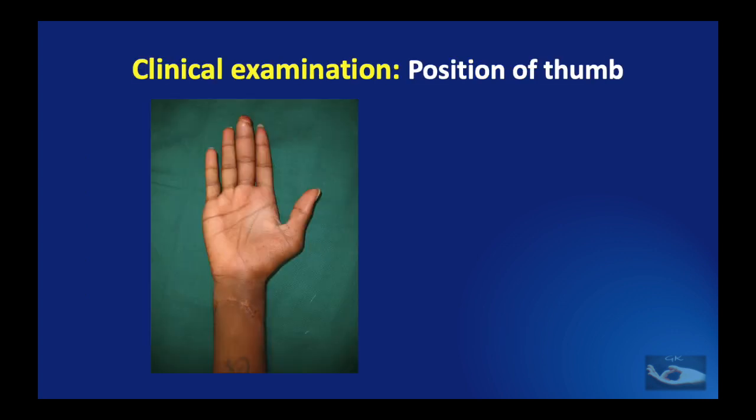Normally, the thumb is placed at a level higher than the plane of the palm. In a patient with a median nerve injury, typically the thumb is at the same level as the palm and supinated, that is facing forwards. This was sometimes called the ape thumb or the simian thumb, but these terms are no longer used.